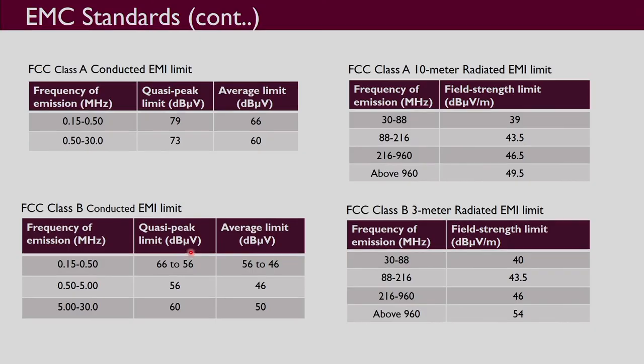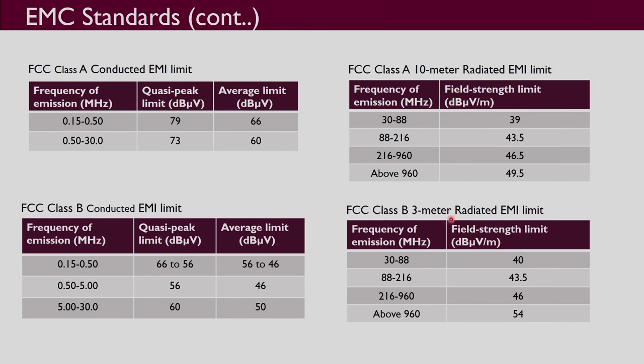So, you can compare here. At 0.15 to 0.5 megahertz, the quasi peak limit is 66 to 56, whereas here the limit was 79, which was higher. The average also is 56 to 46, and here it was 66 dB microvolt in case of class A. Then 0.5 to 5 megahertz, 56 is the limit for quasi peak, 46 for average, and 5 to 30 megahertz, 60 is the quasi peak limit and 50 for your average limit.